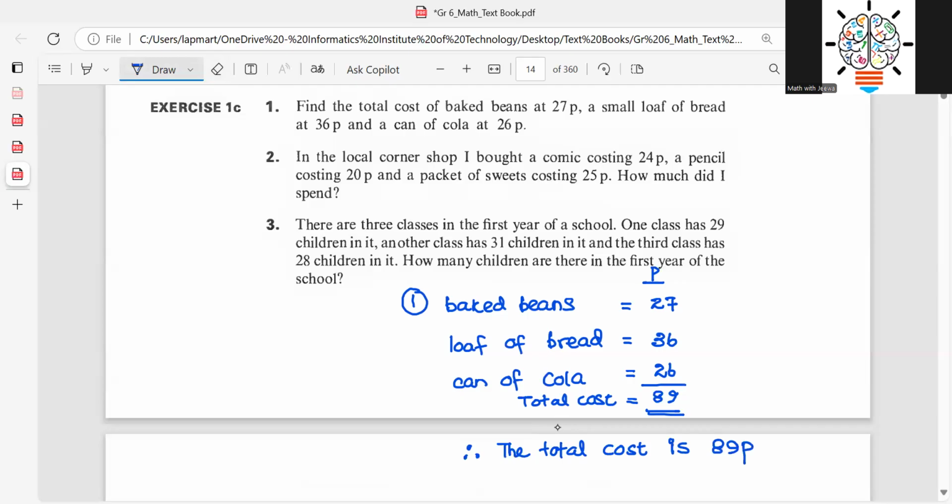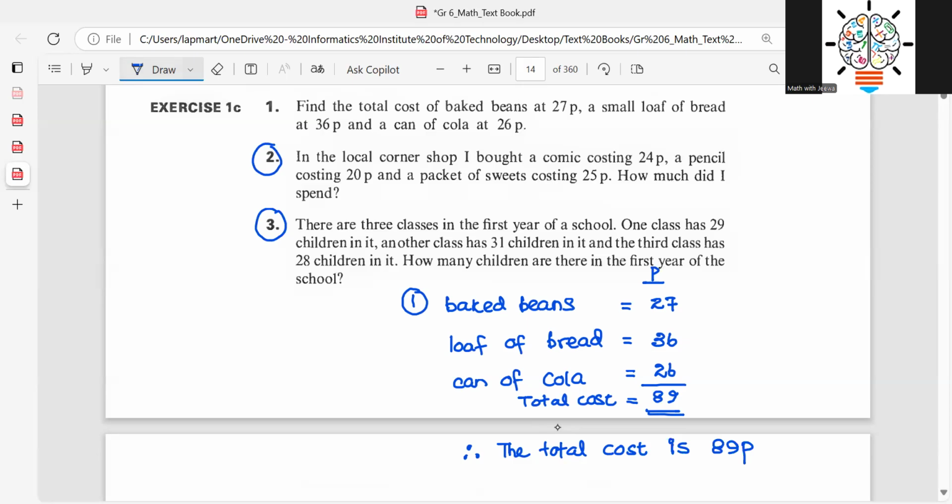So before finalizing, I want to double check whether I added it correctly. Yes, it should be 89 pence. So if it is a worded problem, keep that in your mind, children. You want to show the steps and you want to conclude the answer. Therefore, likewise, you want to conclude the answer. So then exercise 1C, you want to do question number 2 and 3, right? Do it the same way.